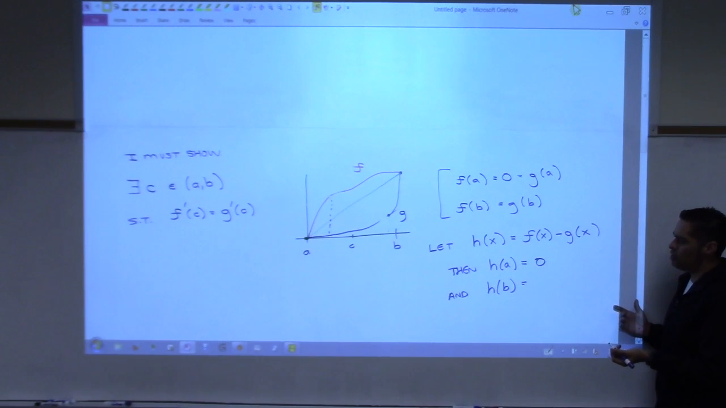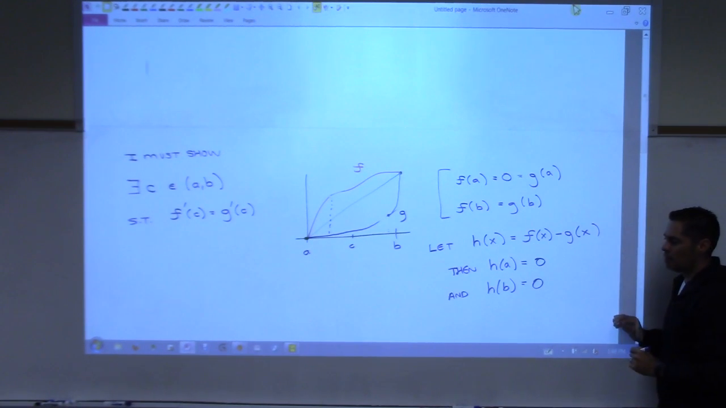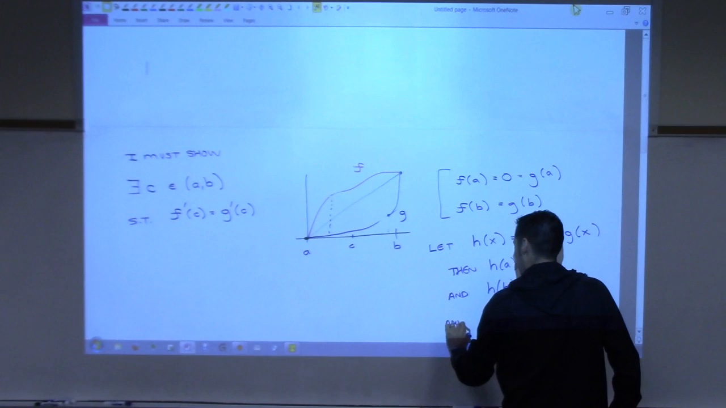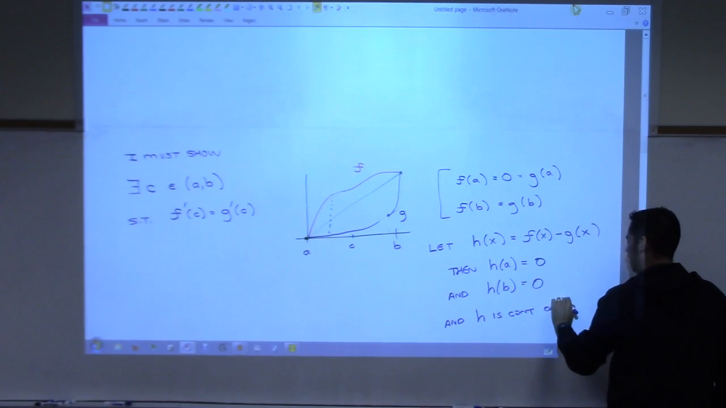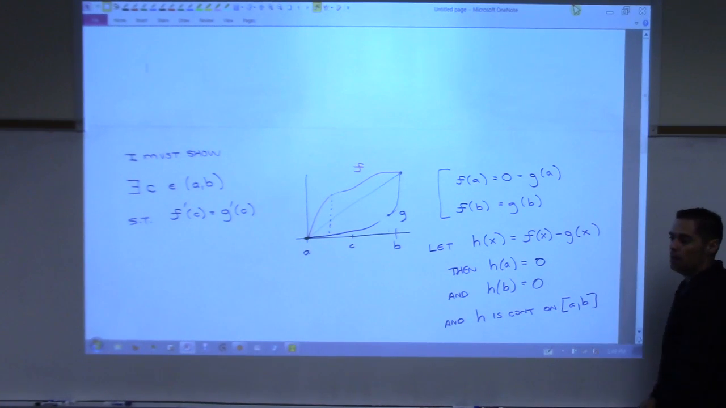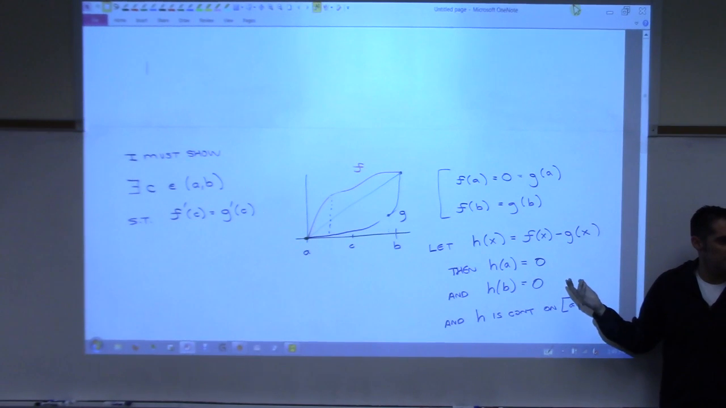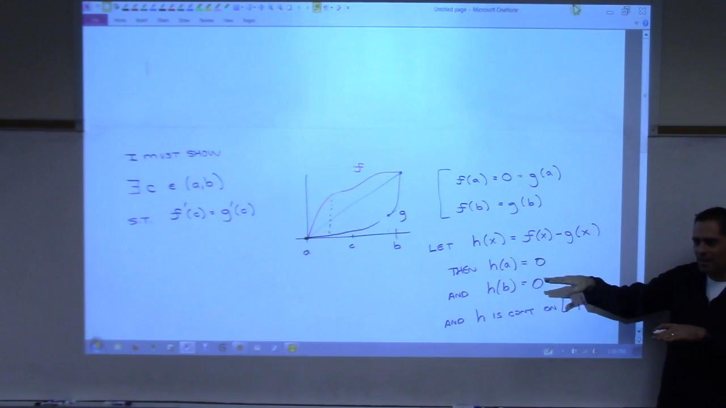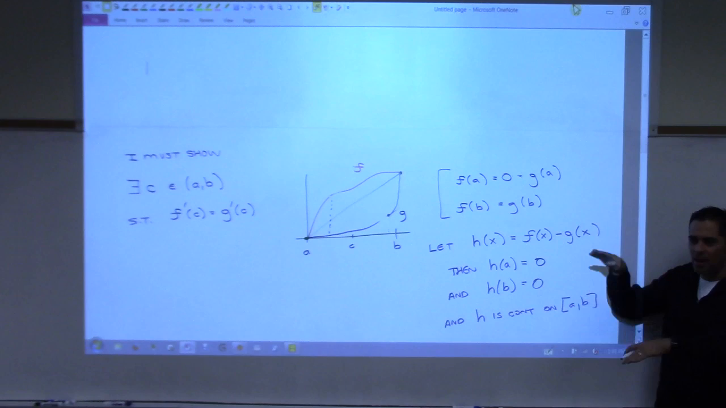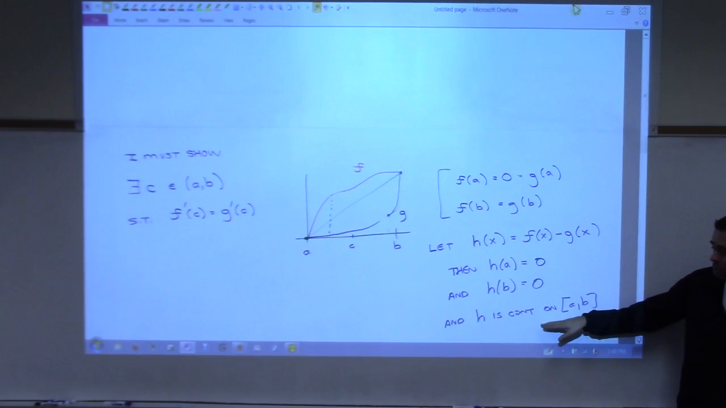f of b minus g of b, but they're the same values. So that's 0, right? And h is continuous on [a, b]. Why is h continuous on [a, b]? Well, because the two functions f and g were continuous. Because you're not in some sort of teleporting car. You actually have to go from point a to point b, right? Your speed can't just change from positive to negative like that, right? So this is a continuous function.